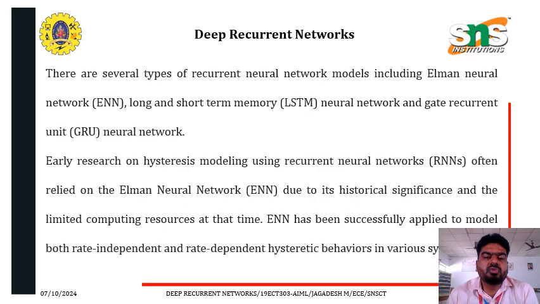There are several types of recurrent neural network modeling, including the Elman neural network, that is ENN, the long short-term memory, that is LSTM neural network, and the gated recurrent unit, that is GRU neural network. Early research on hysteresis modeling using a recurrent neural network often relied on the Elman neural network, ENN, due to its historical significance and the limited computing resources at the time. ENN has been successfully applied to model both rate-independent and rate-dependent hysteretic behaviors in various systems.